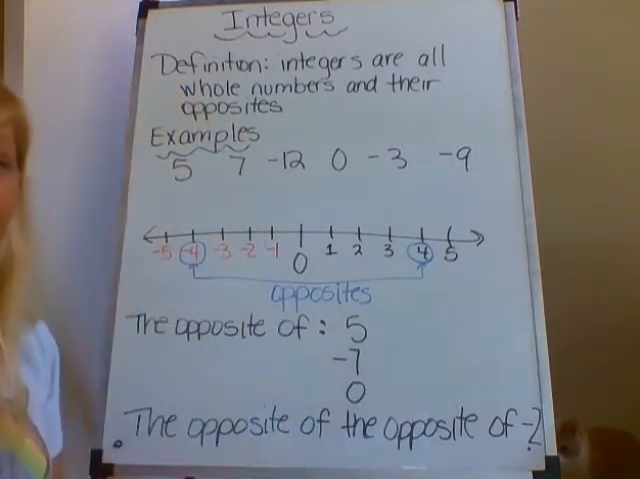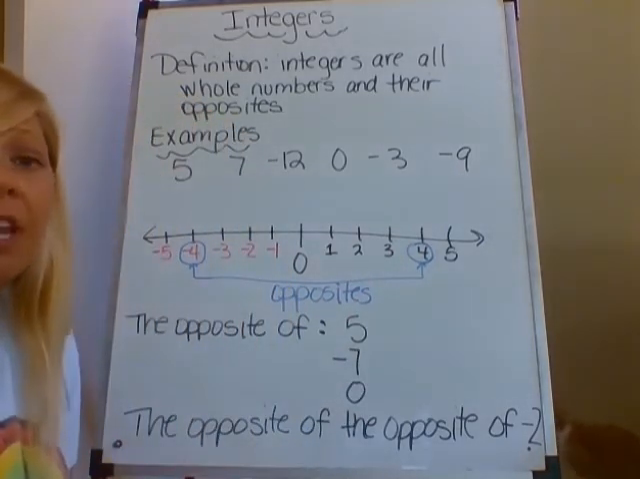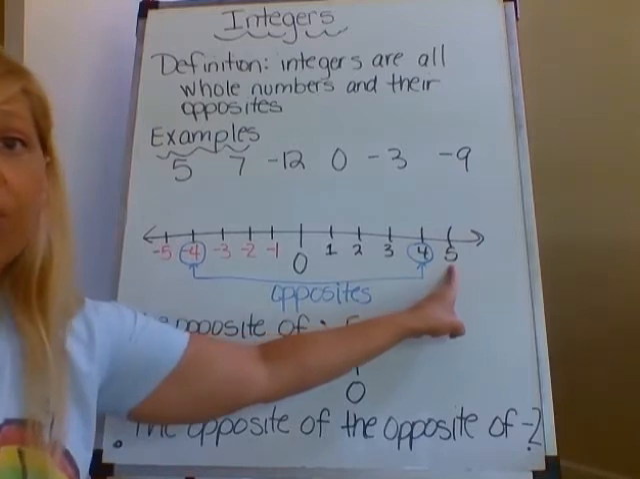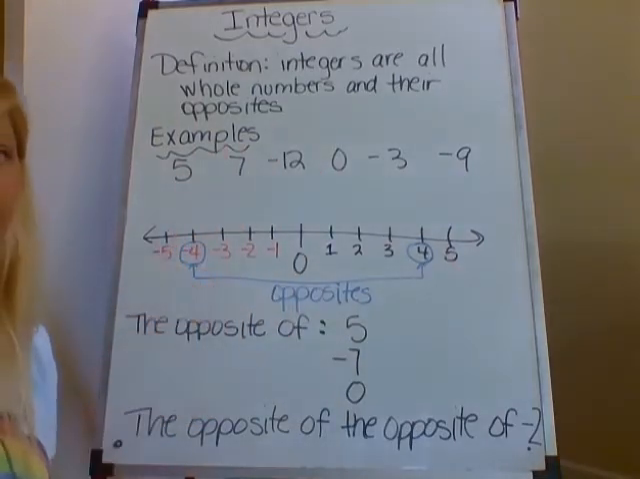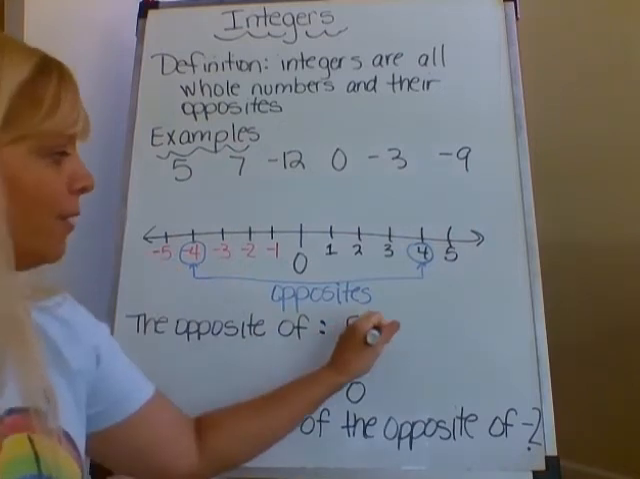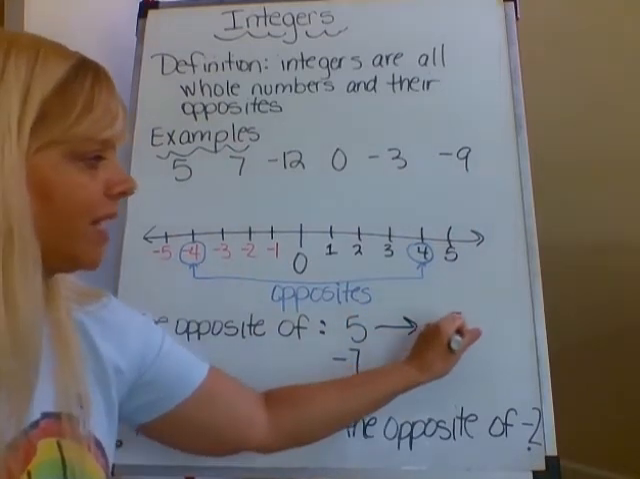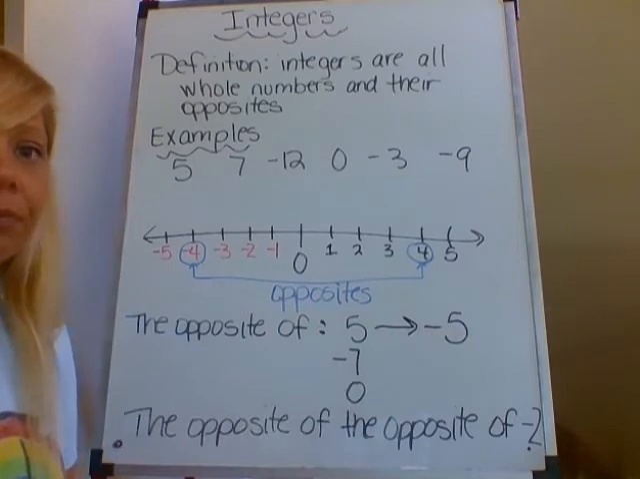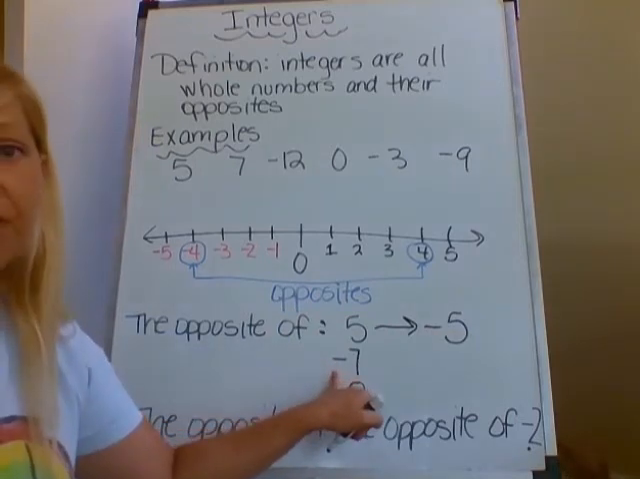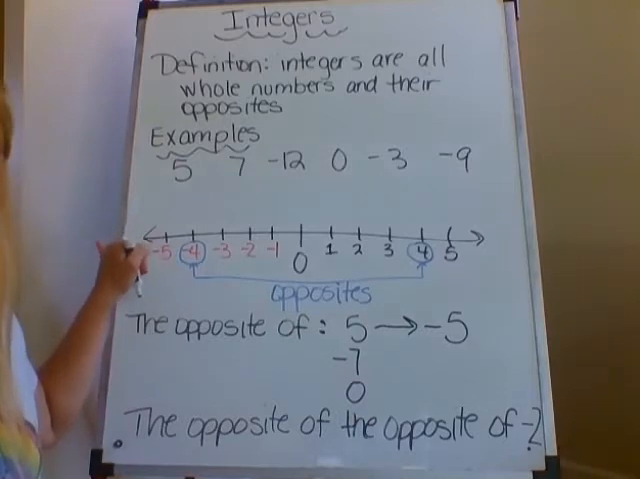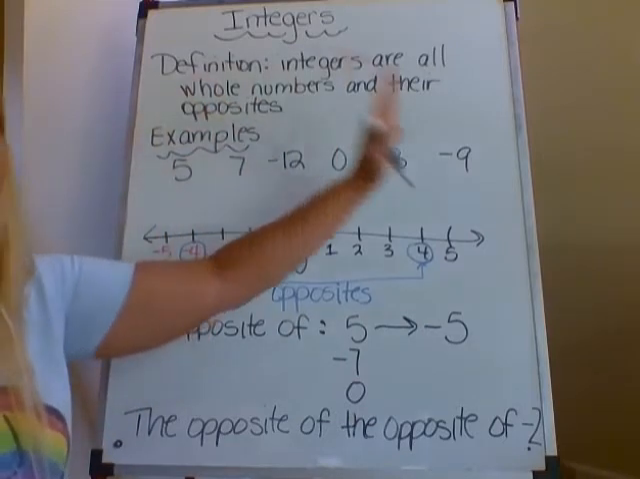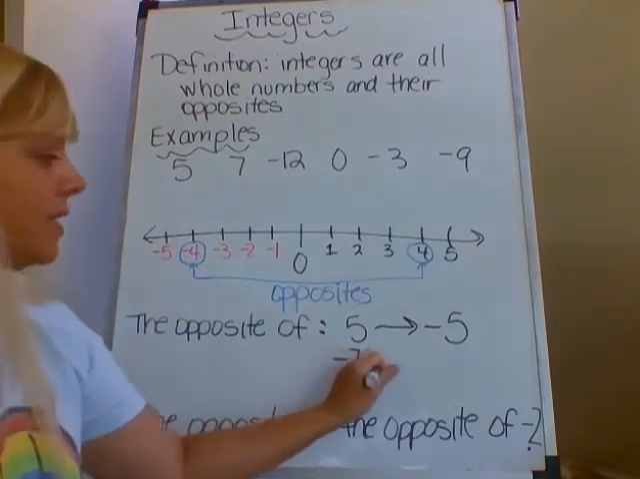So this seems pretty simple. If we think about the opposite of 5, we would go to the other side of the number line. So if we folded it in half, what would match up with it? It would be negative 5. So the opposite of 5 is negative 5. So if I have negative 7, if I go all the way over here to where negative 7 would be, and I folded it up, it would be positive 7.